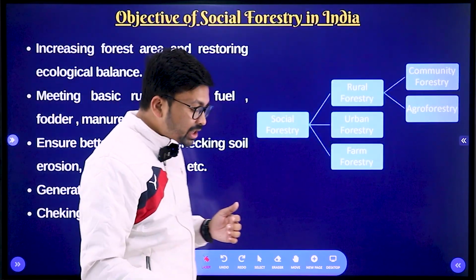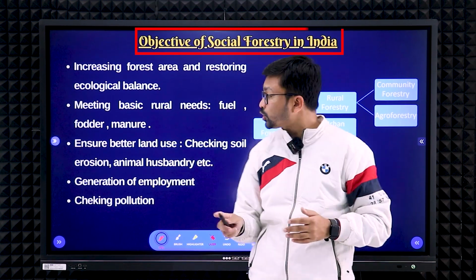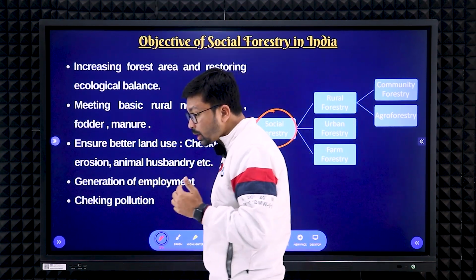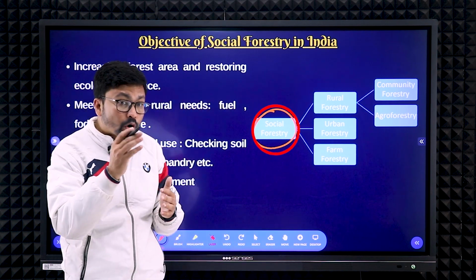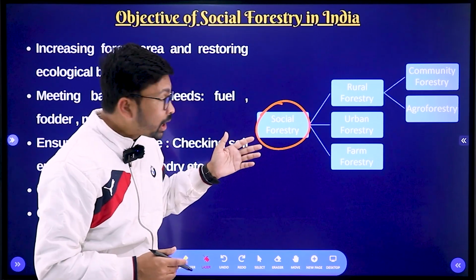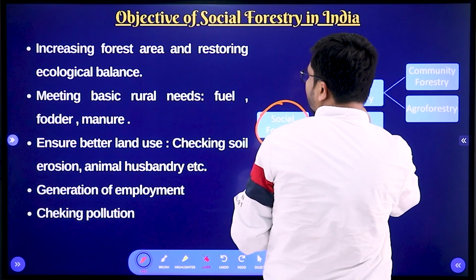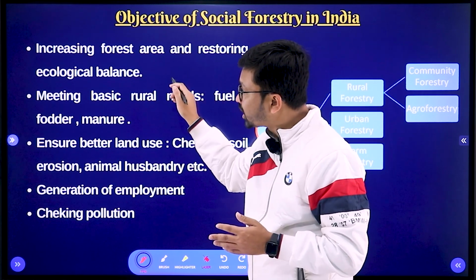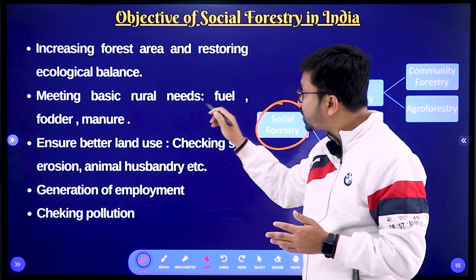Next, here you can see that the concept is called social forestry. Now, social forestry means what? They will involve the local people to increase the natural vegetation. So for social forestry, here you can see those are the objectives, right? Increasing the forest area, restoring the ecological balance. Next, meeting the basic rural needs.